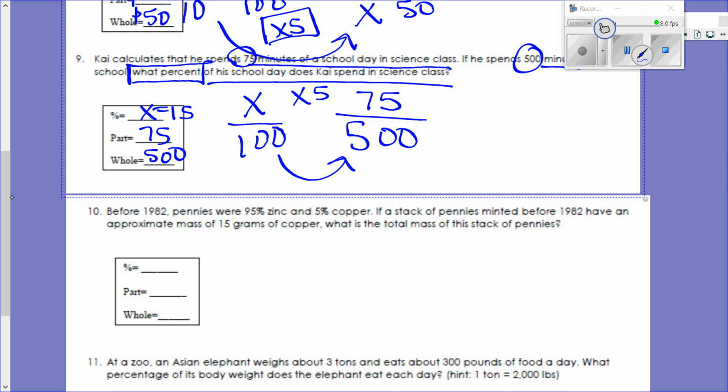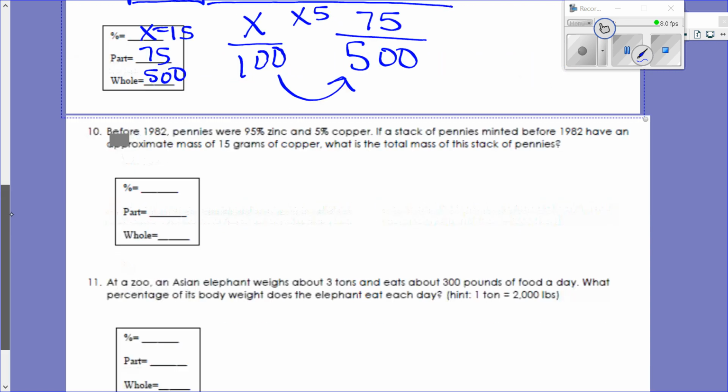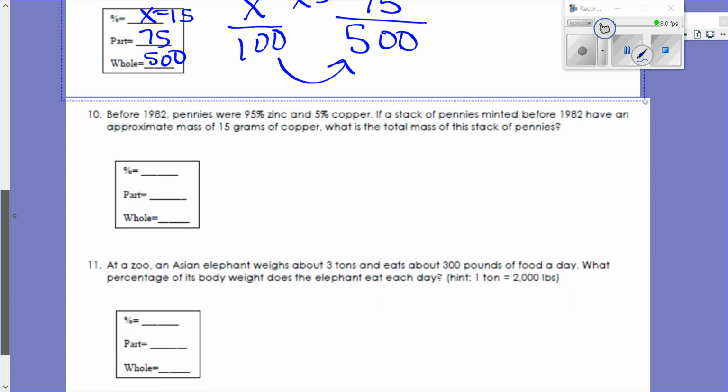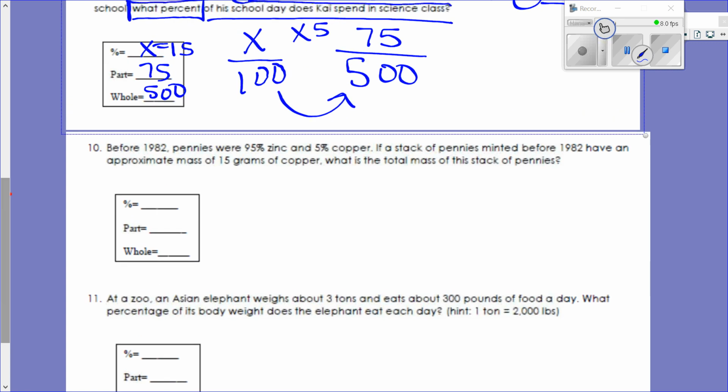All right, Mary. Because my x, I don't know what I'm multiplying by 5. So to get my x, I had to do my inverse, which is divide by 5.